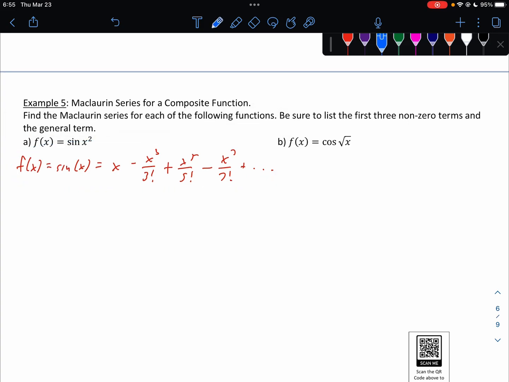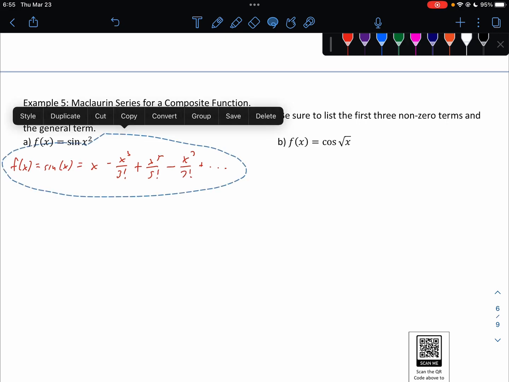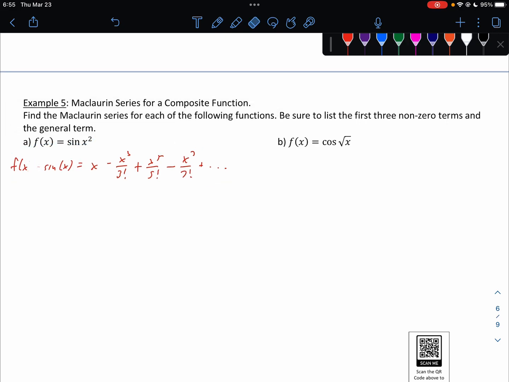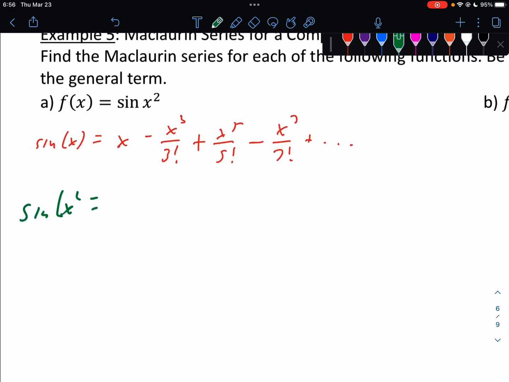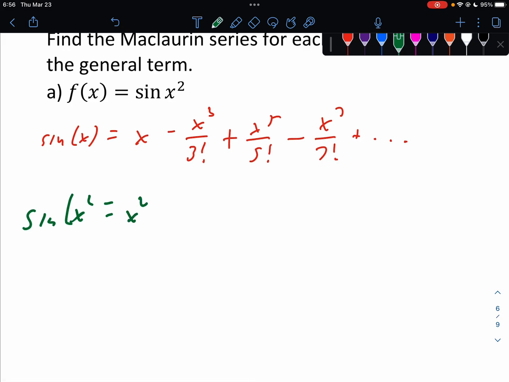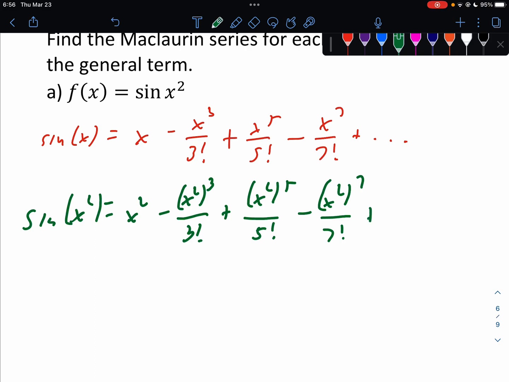Okay? Now, all we're going to do here is we're going to put, basically, x squared in everywhere we see an x. That's it. That's all we are trying to do for this part. So, if sine x is that, all right, and I want sine of x squared, we're just going to put an x squared in everywhere we see an x. So x squared minus x squared cubed over 3 factorial plus x squared to the 5th over 5 factorial minus x squared to the 7th over 7 factorial.